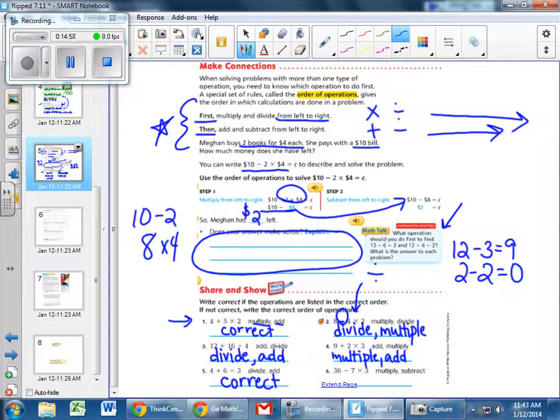And the last one on that page, 36 minus 7 times 3. They're saying multiply, then subtract. First step, multiply and divide from left to right, then add and subtract from left to right. So again, they are correct on this one. Talk yourself through those just the same way that I did, knowing that first you have to multiply and divide from left to right. You should be saying that over and over again, then add and subtract from left to right.